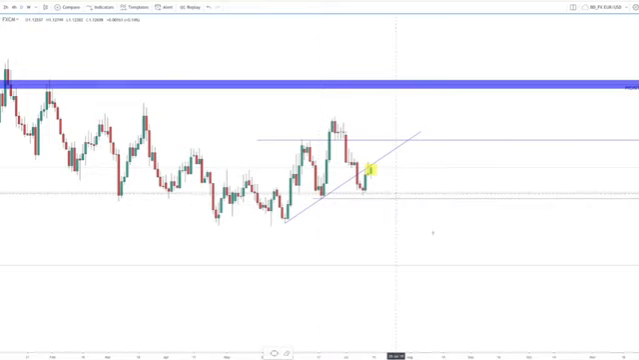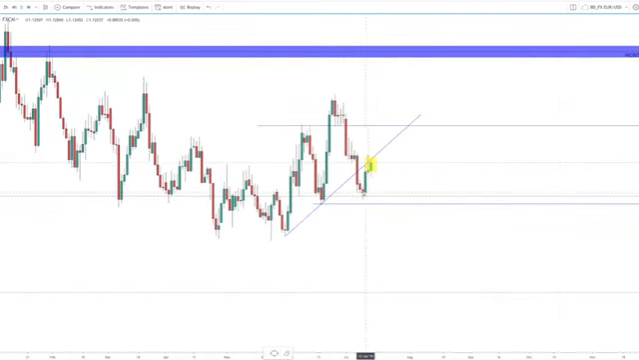We also have this support level of 1.1200, which we came down and retested. Had this daily pin bar here, which wasn't the strongest, but we managed to push off that and push higher.